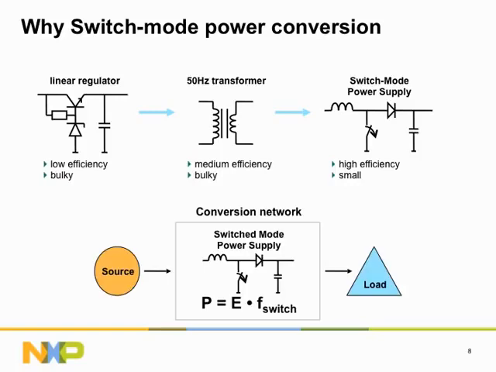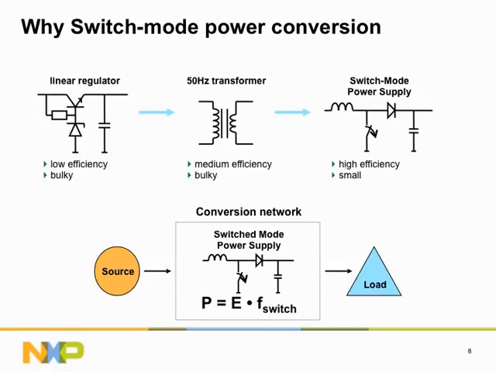A switch mode power conversion network consists of switches and energy containers. The switches are usually MOSFETs or bipolar junction transistors and diodes. The energy containers are inductors and capacitors. By switching the switches with the right duty ratio and frequency, power is transferred from the source to the load, while the correct output voltage, 12 volts in our case, is maintained.